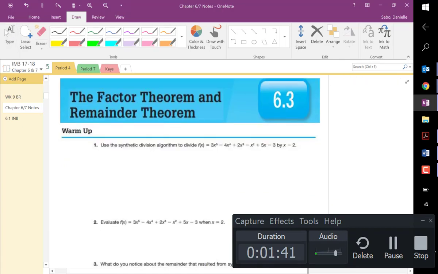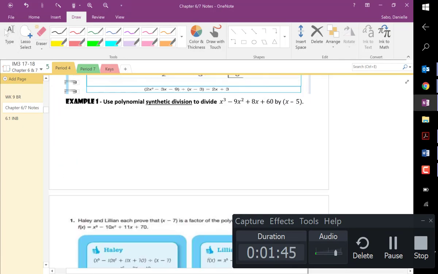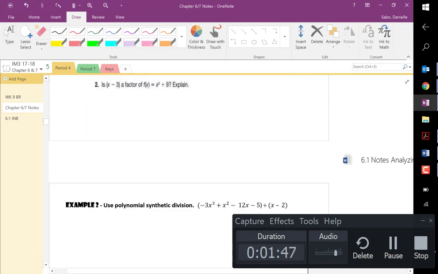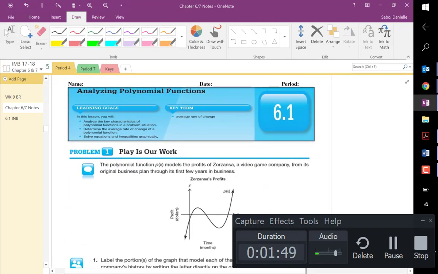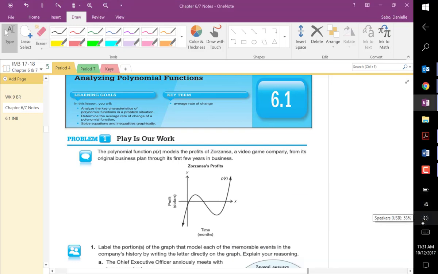But let's actually go to the first page, which I need to find because it's not in order for some reason. It should be 6.1. There it is. Okay, so again, application problems. I love application problems because you can actually see where it exists in the real world and how we would use it. So, play is our work.